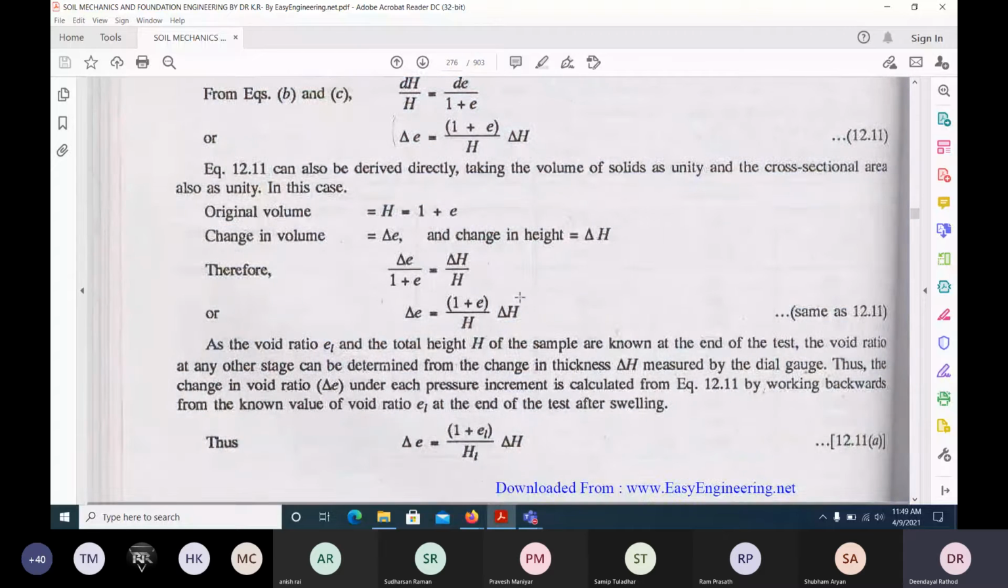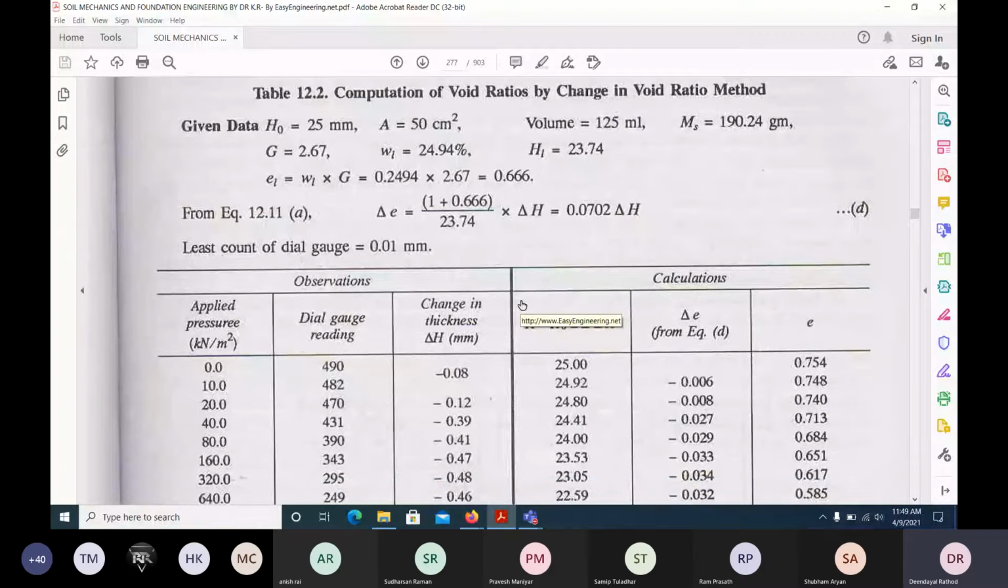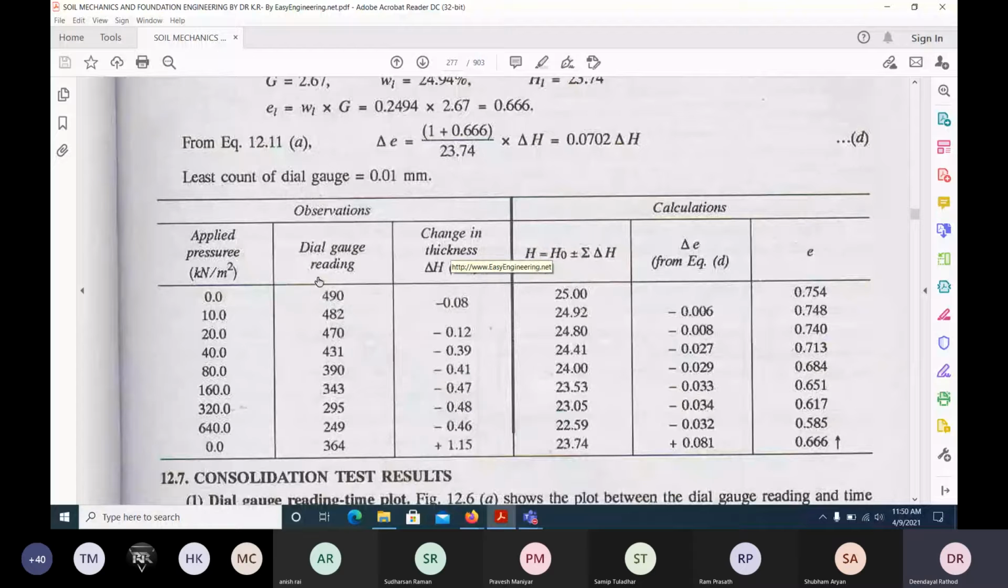Now let us take one example here also. Here is how we can compute the void ratio by the change in void ratio method. Initial height is given, area is given, volume is given, mass of solids is given, G is given, and final height is given. So how can we find it here? Again, apply load here, then take the dial gauge reading like we have done. Change in height we can find out easily by using the dial gauge reading.